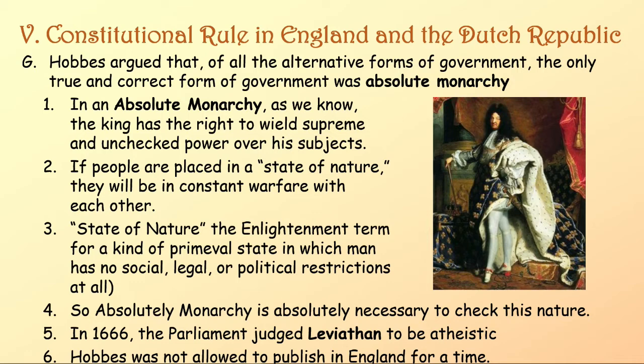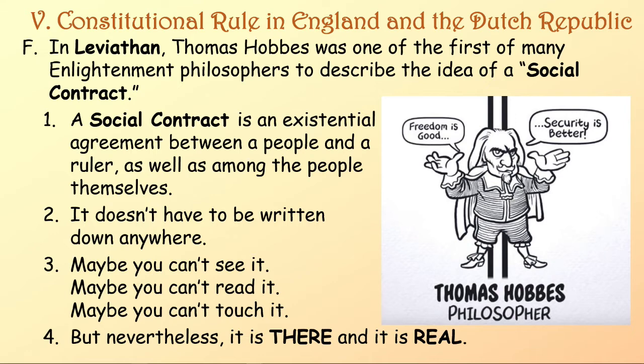The state of nature is the Enlightenment term for a kind of primeval state in which man has no social, no legal, no political restrictions at all. It's kind of an abstract idea because it really doesn't exist anywhere in reality. So absolute monarchy is absolutely necessary to check this nature. In 1666, the Parliament judged the book Leviathan to be atheistic, and Hobbes was not allowed to publish in England for some time.